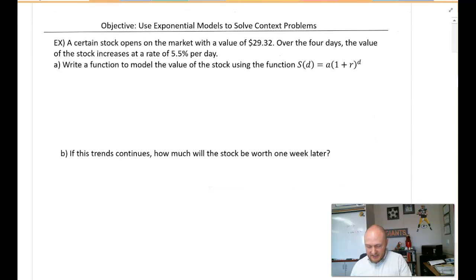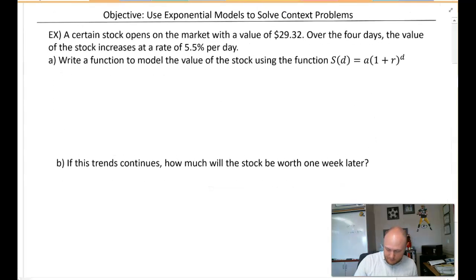All right, here is the second example. In example number 2, they say a certain stock opens on the market at a value of $29.32. Over the 4 days, the value of the stock increases at a rate of 5.5% per day. So question A, write a function to model the value of the stock using the function S of D is equal to A times 1 plus R to the power of D.